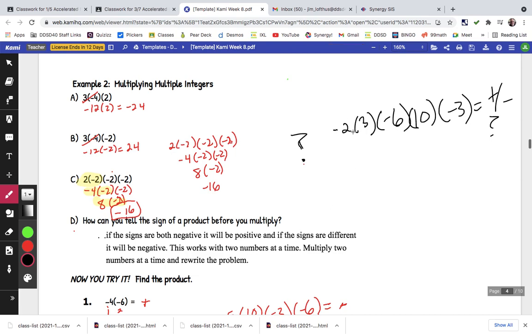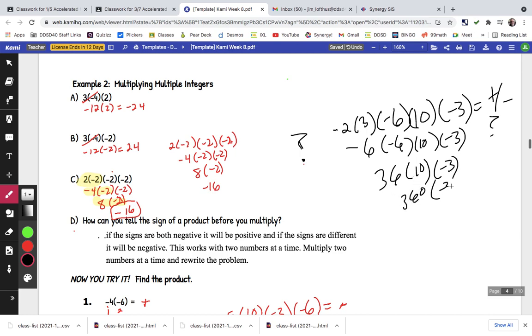So what I could do here is this is -6, and then just write it times -6 times 10 times -3. And then -6 times -6 is positive 36 times 10 times -3. 36 times 10 is 360 times -3. And now I know I have a negative.